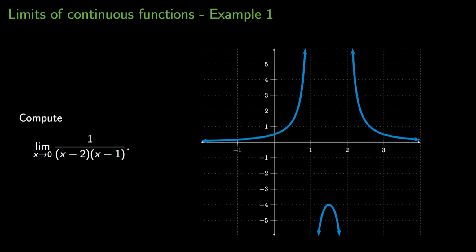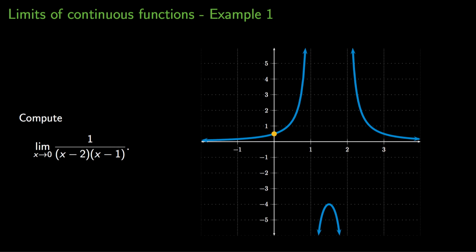To explain this graphically, here's a graph of f of x equals 1 over (x minus 2)(x minus 1). And you can see that it has a couple of giant discontinuities in the graph. And that might make you worry that you're not allowed to just plug in the 0 to evaluate the limit. But you are. So here's where x equals 0, and the y value of the function there is 1 over 2.